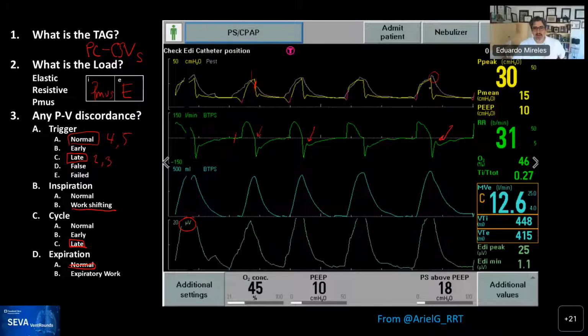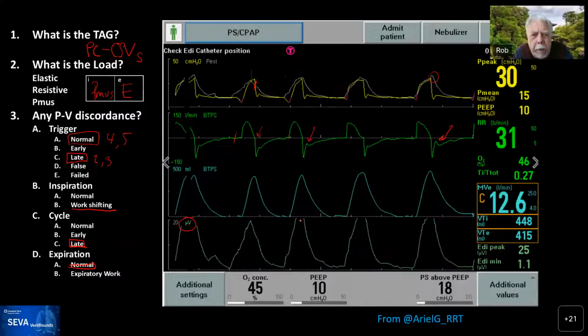Very good. Ren, you being our in-house NAVA driver, any thoughts on this? Yeah, that's scary. Actually, I agree with Rob. Probably a quote unquote normal EDI is usually about 11. So 25. Like Rob said, you can't really correlate that with anything specific, but it tends to go up as respiratory mechanics worsen. So I think that is an indication that all is not well.